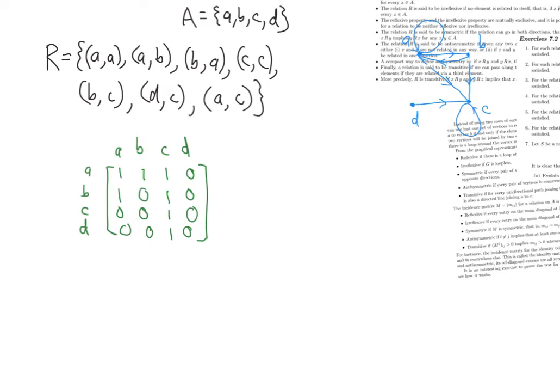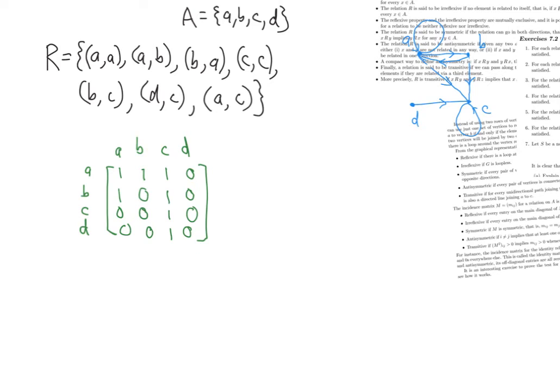What about symmetric? B comma A and A comma B. Let's see. So if AB is in the relation, then BA is in the relation. Okay, that's true here. But what about BC? So BC is in the relation. Is CB in the relation? No. So notice what's happening across the diagonal.